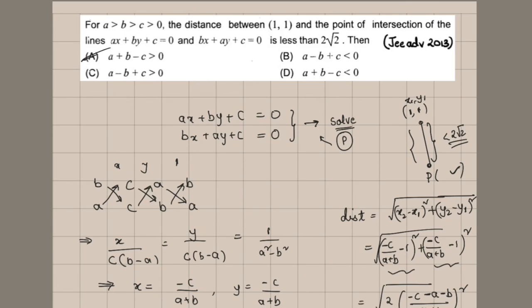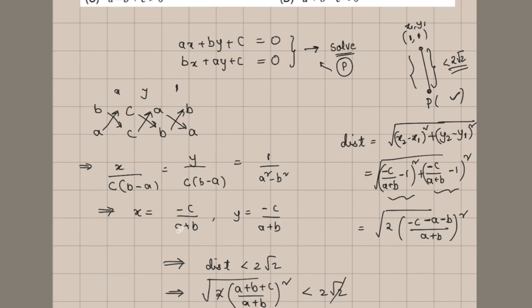For solving these two equations, you need not solve by this method if it takes time. But if you observe these two, you can simply say that the ordinate and abscissa of this intersection are equal, because if you interchange x and y in the first equation, you will get the second equation. So x equal to y is a condition for that intersection. We got the same, minus c by (a plus b) and minus c by (a plus b).